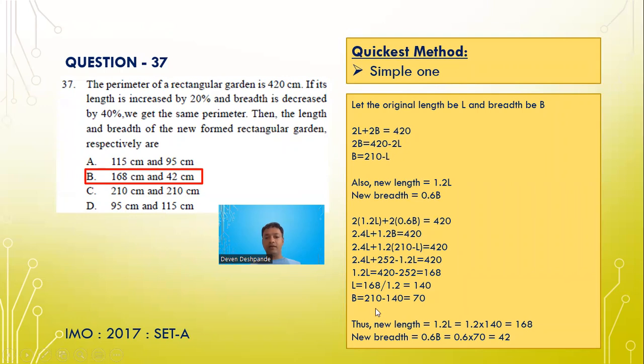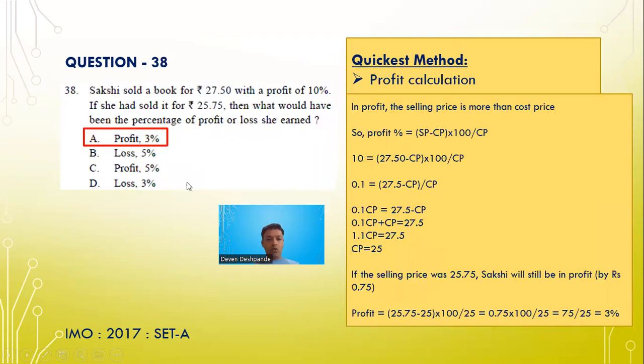210 minus 140 is 70. So B is 70. Now what is the new length? The new length is 1.2 L, and L is 140, isn't it? So 1.2 into 140 is 168. What is the breadth? Breadth is 70, and the new breadth is 0.6 into B. 0.6 into 70 is 42. So the new length is 168 and the new breadth is 42. Okay.